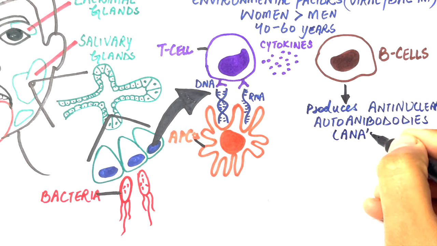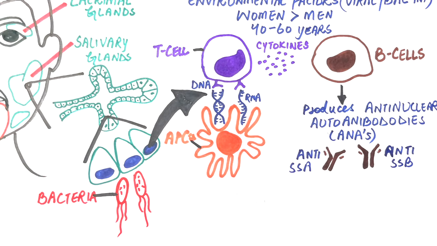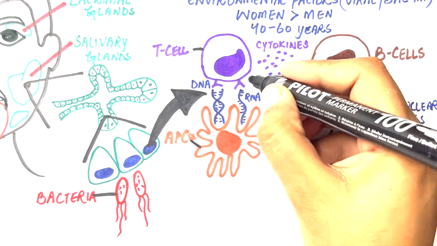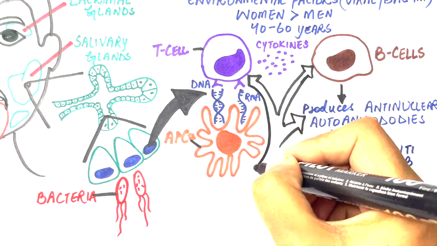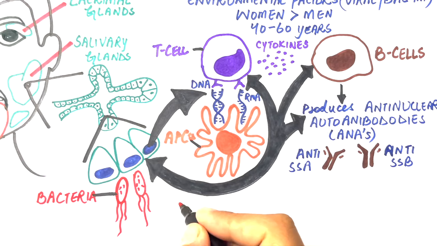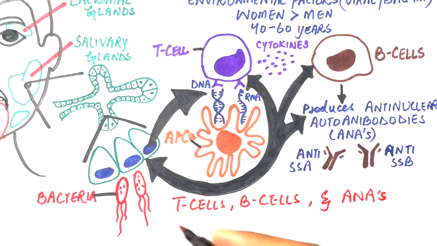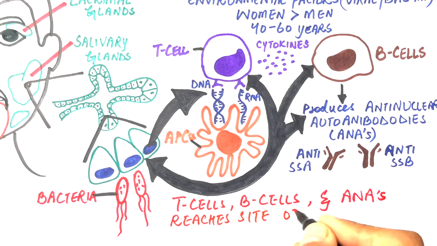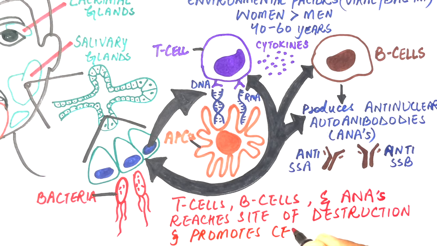The anti-nuclear autoantibodies are the anti-SSA and the anti-SSB autoantibodies produced against SSA and SSB antigens. Together, the anti-nuclear autoantibodies and the T and B cells reach the site of glandular destruction and promote cellular breakdown by recruiting more immune cells and producing more autoantibodies in the area, hence resulting in further loss of the secretory cells of the glands, which ultimately results in a reduction of salivary flow.